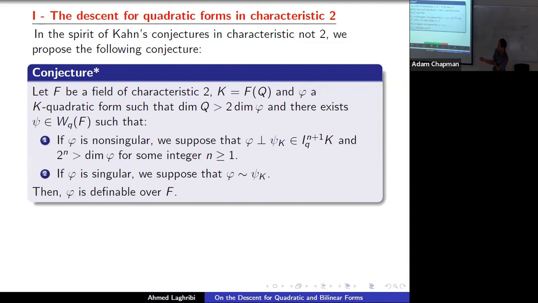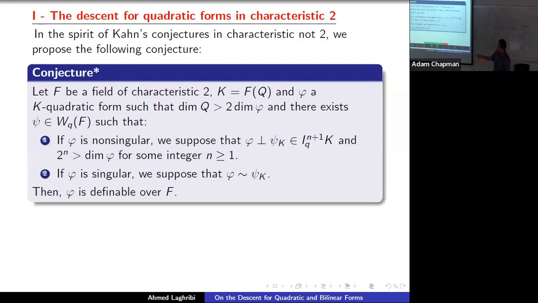This conjecture I call star. So F is a field of characteristic two, K is F(u), and phi is a K quadratic form such that the dimension of phi is bigger than double the dimension of Q. We take the same condition as in characteristic not two. And we suppose that there exists psi a quadratic form over F such that, in fact, here I will take into account singular quadratic forms also.